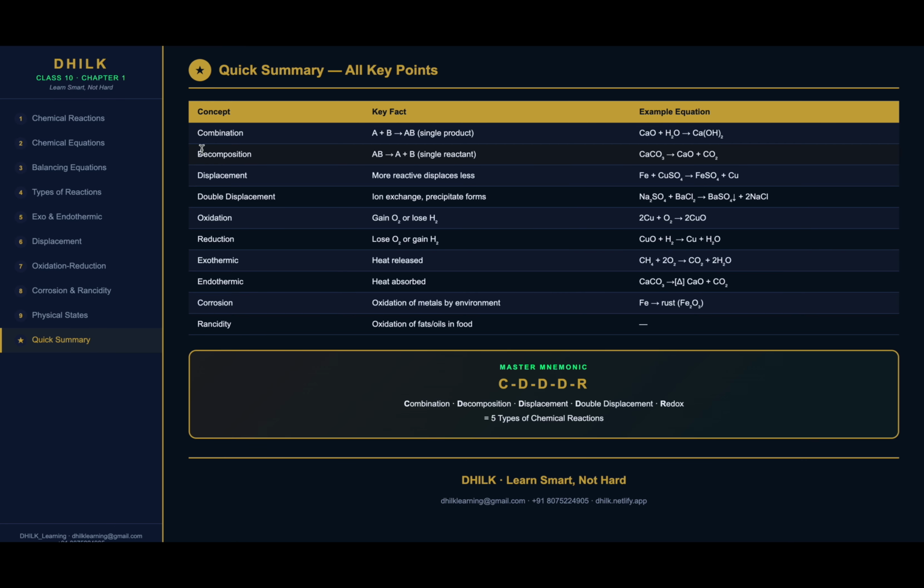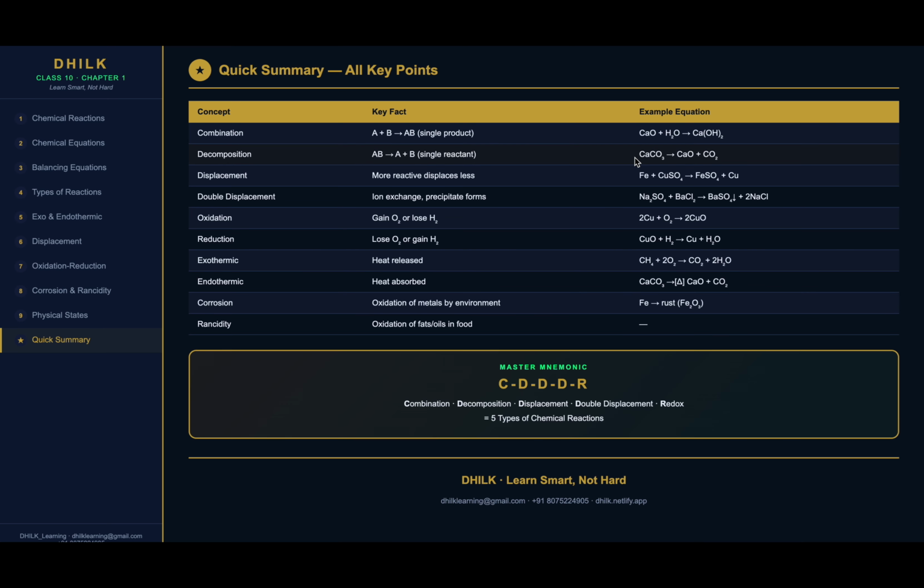And here for the decomposition reaction, it always needs some energy to break the bond. So based on the energy used, we can have different types of decomposition reactions: thermal decomposition, photolytic decomposition, electrolytic decomposition. If it is using thermal energy, heat energy, then it is thermal decomposition. If it is using sunlight, then it is known as photolytic decomposition reaction. If it is using electric current, then it is known as electrolytic decomposition reaction.